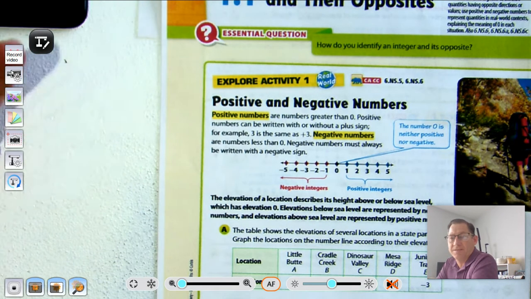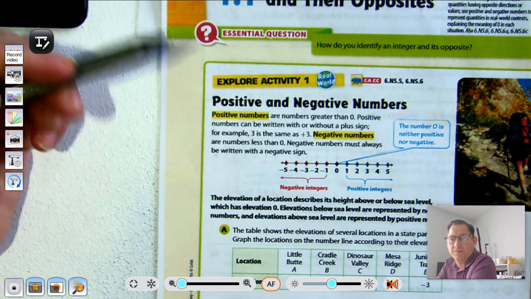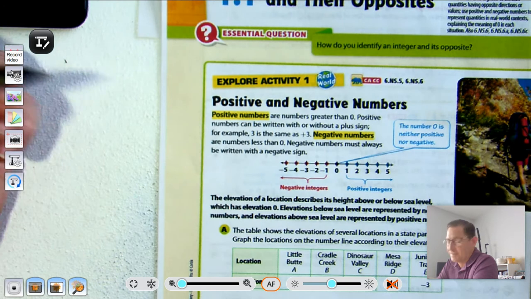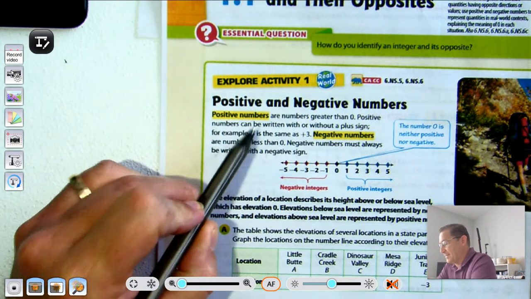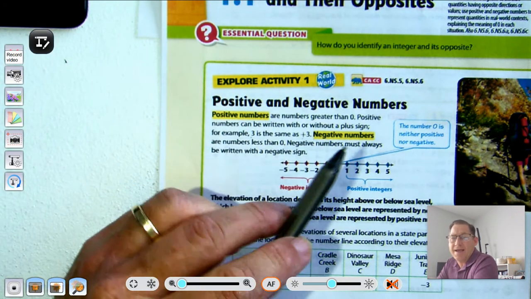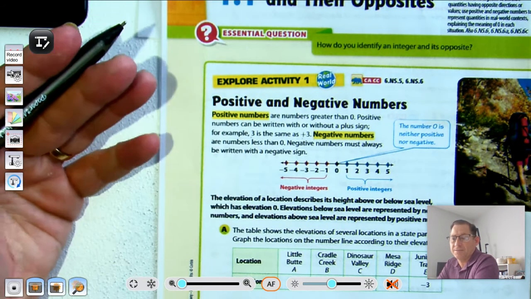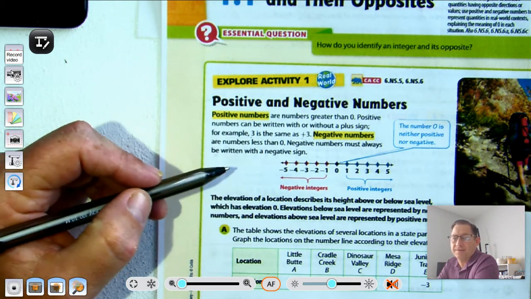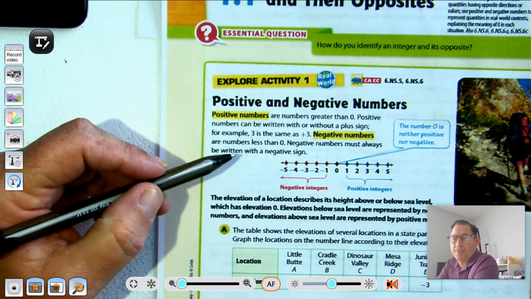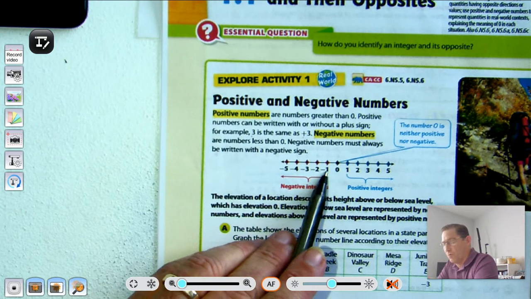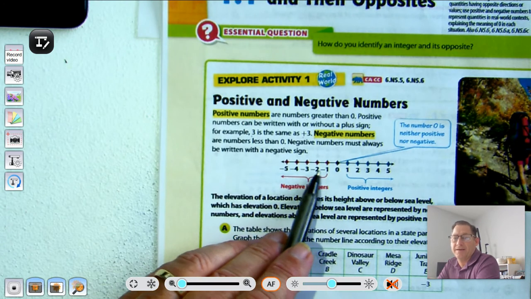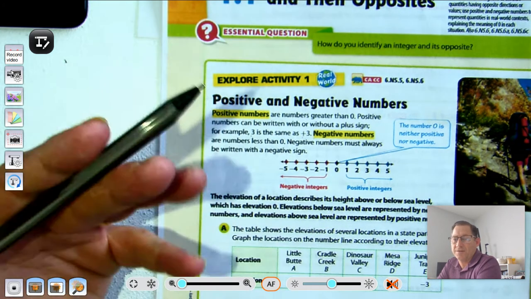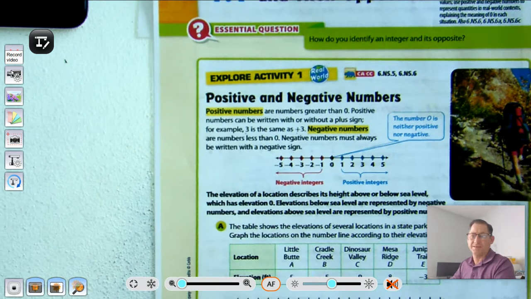Those are numbers greater than 0. All right, simple enough. Positive numbers can be written with or without a plus sign. For example, 3 is the same as +3. Negative numbers are numbers less than 0. But negative numbers must always be written with a negative sign. Okay, so -1, you have to have the negative sign in front of it. -2, a minus sign in front of it. The positive integers, you can just write as regular whole numbers or with the plus sign.